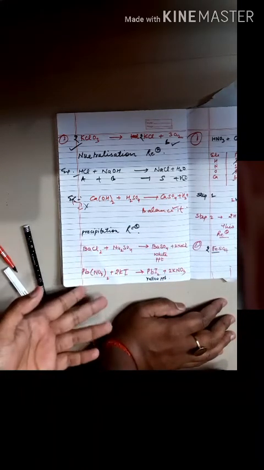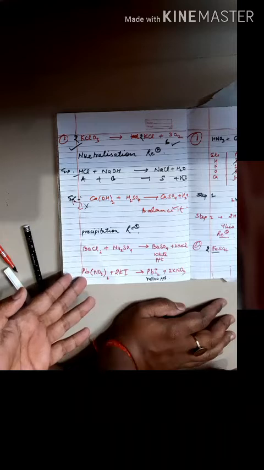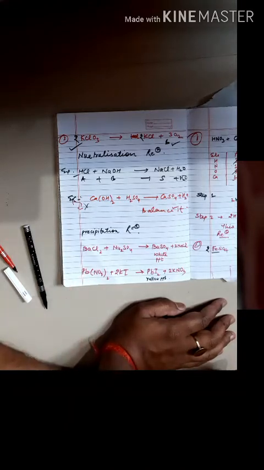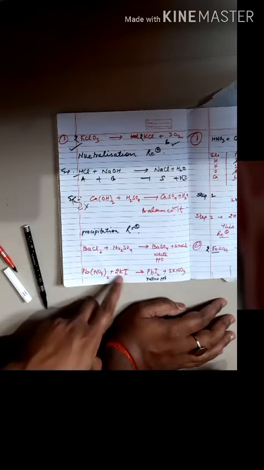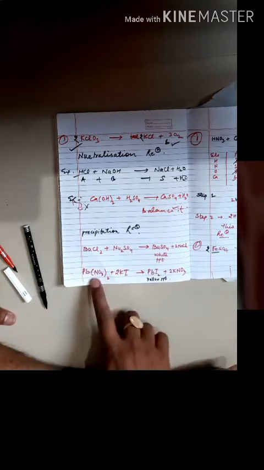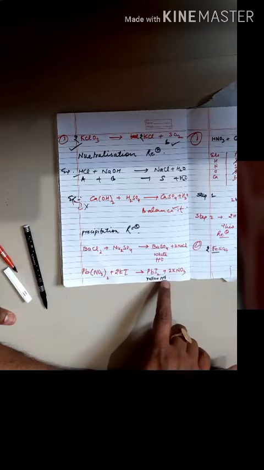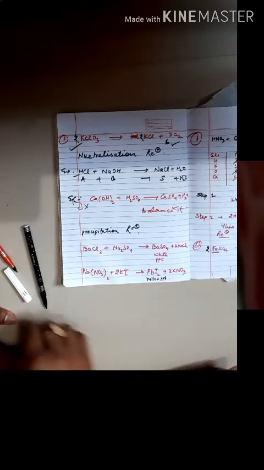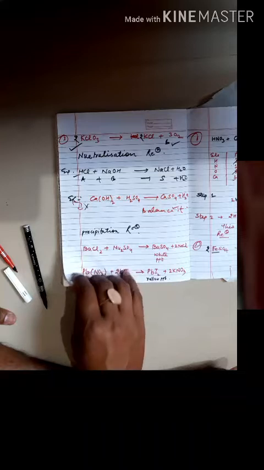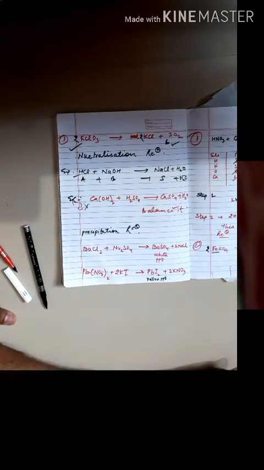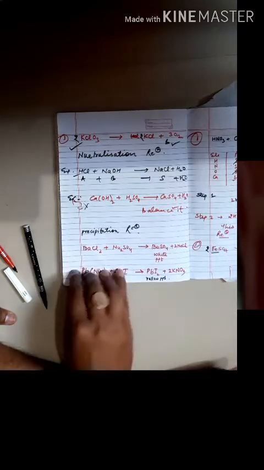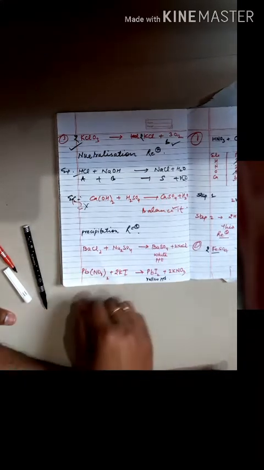Now the second example, students: lead nitrate plus 2 potassium iodide. When you mix it, you get a yellow precipitate along with KNO3. So this is simply a precipitation reaction. Students, you have to learn it. For giving examples, you have to remember it and learn it.